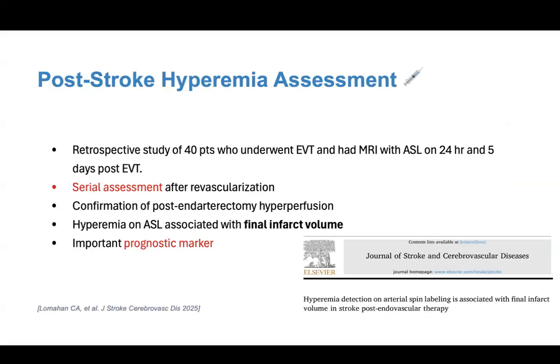And post-stroke hyperemia assessment. In this study conducted by Jothivannan et al., there were 40 retrospective patients who underwent endovascular thrombolysis, who had MRI and ASL taken at 24 hours and 5 days after endovascular treatment. Hyperemia was assessed, and hyperemia at 24 hours on ASL correlated more with the final infarct volume, and it appeared to be an important prognostic marker.